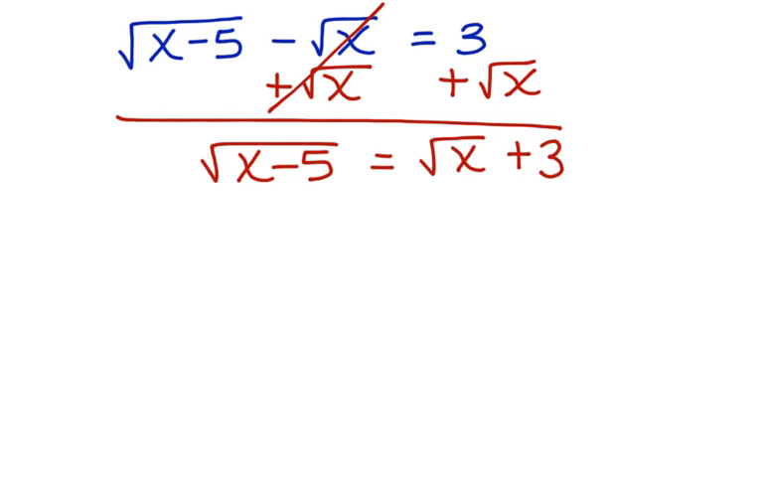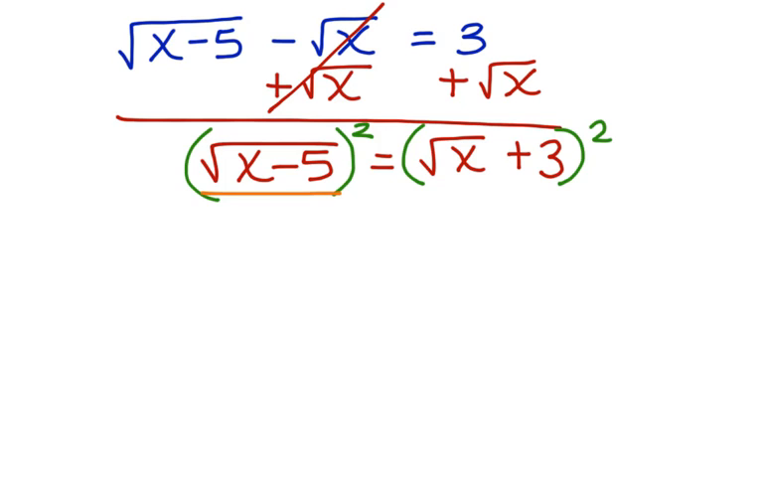Now in order to solve for x, I need to clear the radicals, and I can do that by performing the inverse operation. The inverse of a radical is to square. So I'm going to square this side of the equation, and I'm going to square this side of the equation.